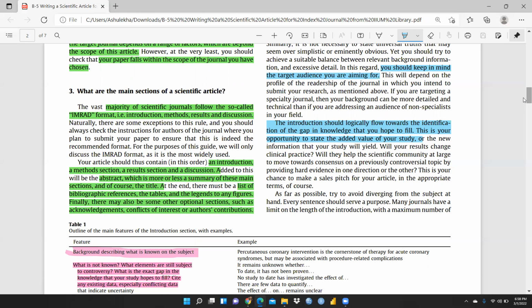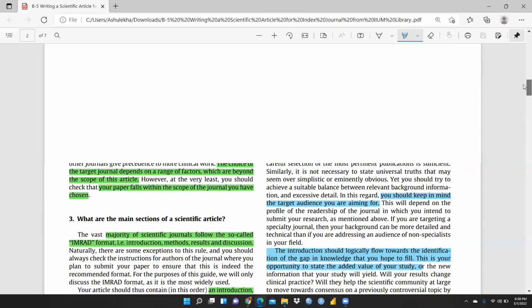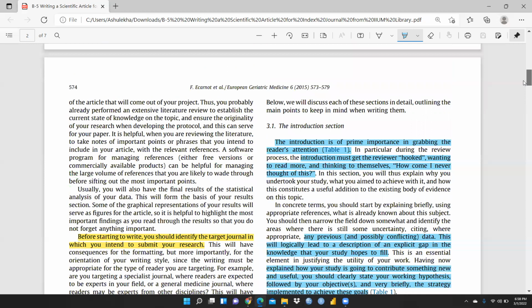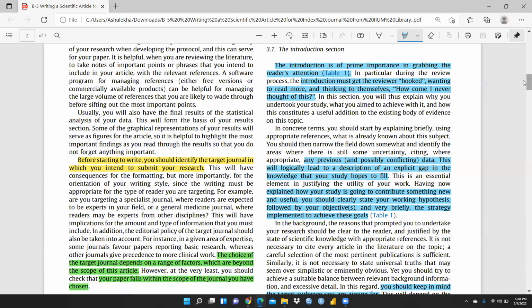So we have an introduction, a methods section, a results section, and a discussion, plus an abstract, which is more or less a summary of these main sections, and of course, the title. There is also a list of bibliographic references, and tables and legends to any figures. Finally, there may also be some optional sections such as acknowledgements, conflicts of interest, or authors' contributions. Now we are going to start with the introduction section.